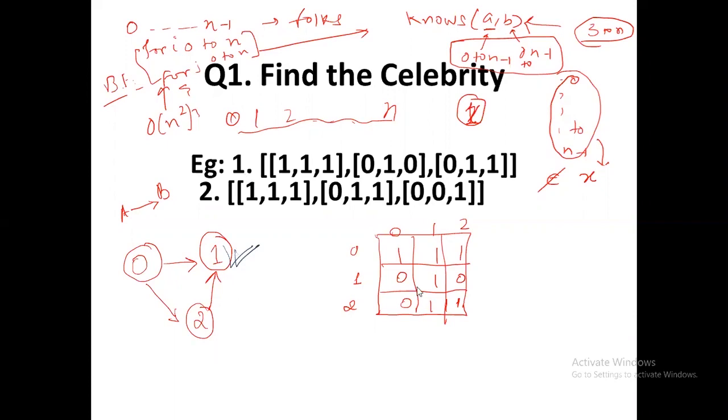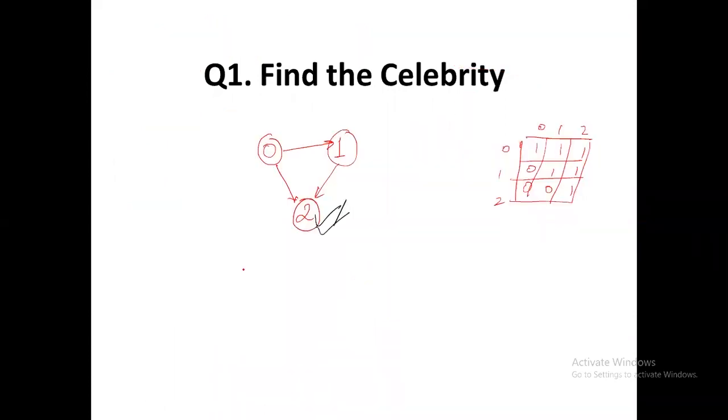Anything which is coming to your mind? If we have identified that 0 knows 1, okay, that means 0 can't be the celebrity. But 1 can be, not totally sure yet. So up to this approach, what we can do is try to find a possible celebrity. How are we going to find it?